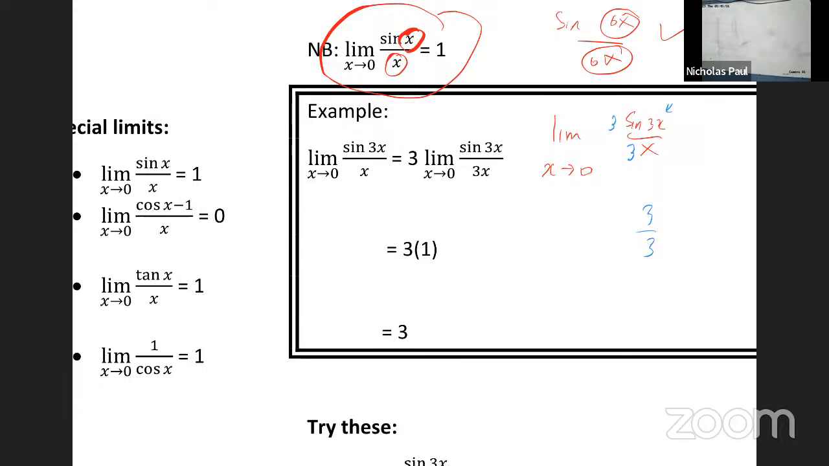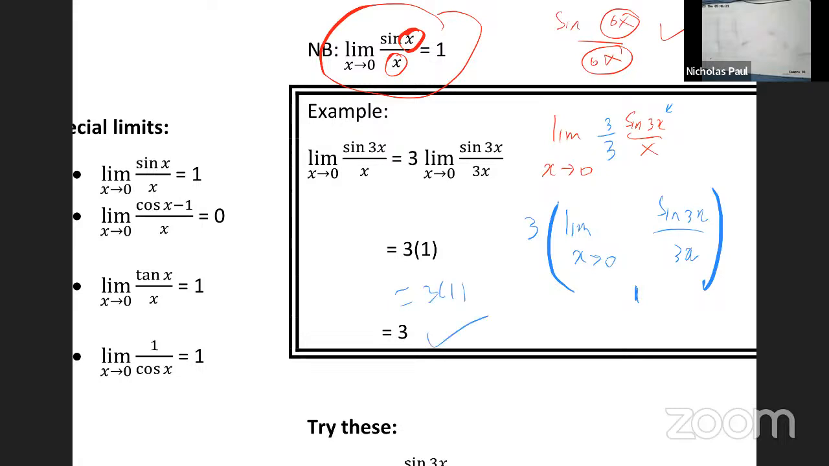So basically, here's what I'm saying. What we could do is multiply by 3 on 3. So you will end up with the limit as x approaches 0 of sin 3x over 3x, and we could factor out the 3. And we know that this value here is 1. And that's it. So that'll be 3 times 1. So the answer is 3. And you're done.